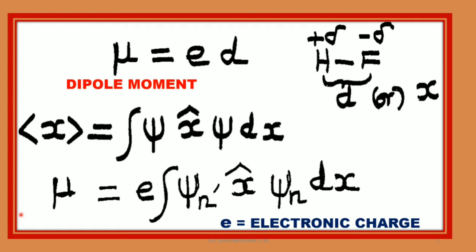Therefore, the transition moment integral is mu equals e, the electronic charge on the electron, times the integral of psi n prime x cap psi n dx.